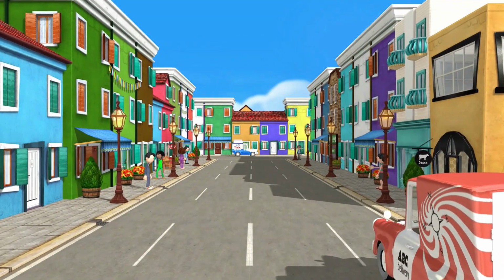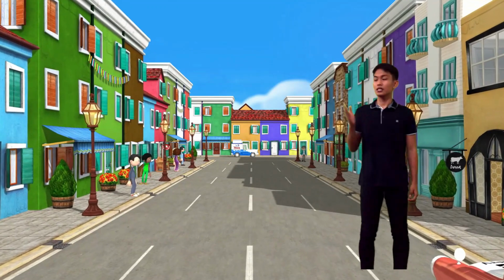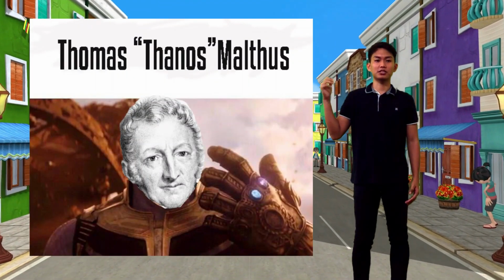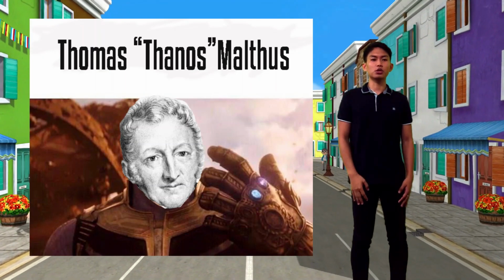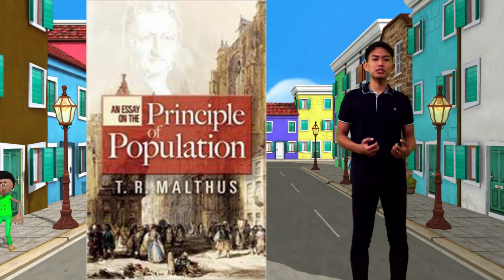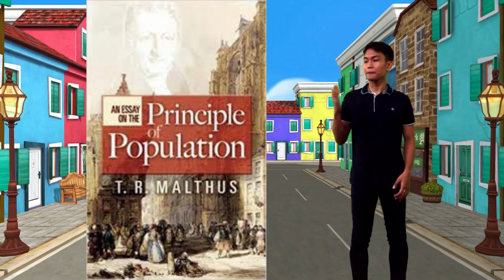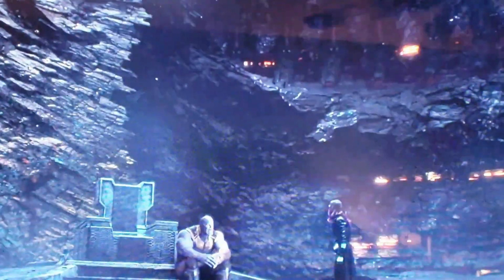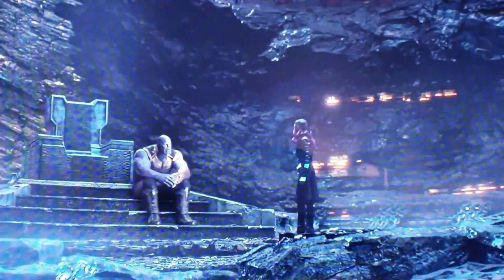Let me introduce to you a population theorist with villainous tendencies, Thomas Malthus, or should I say, Thanos Malthus. Thomas Malthus wrote the book, An Essay on the Principle of Population, that is somewhat parallel to the famous line of our purple titan friend, Thanos. Universe is finite, its resources finite. If life is left unchecked, life will cease to exist.